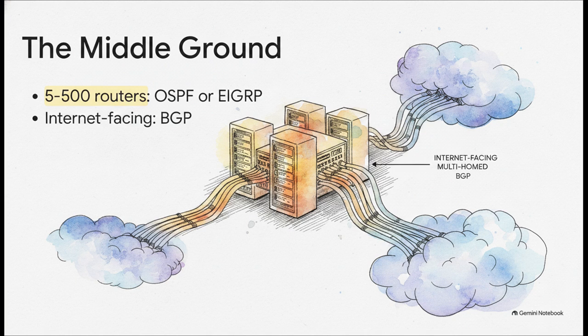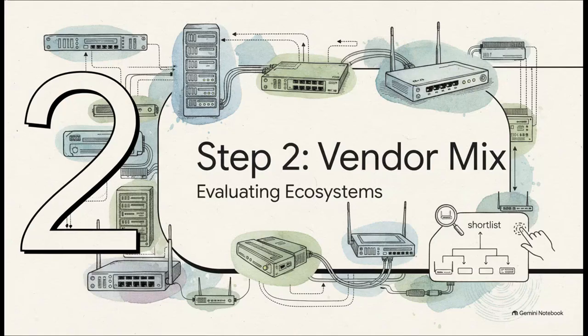However, keep in mind that scale isn't just about your router count. It's also about your reach and external connections. Any network that becomes internet-facing or multi-homed, meaning you've got redundant connections to different external ISPs, absolutely, positively requires BGP. Nothing else can safely handle those massive external routing tables and complex peering relationships. Which brings us right to Step 2, evaluating vendor ecosystems.